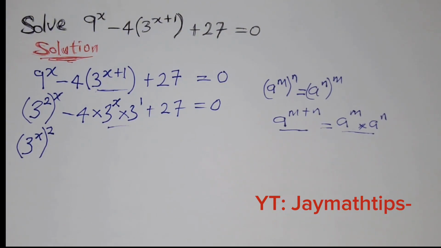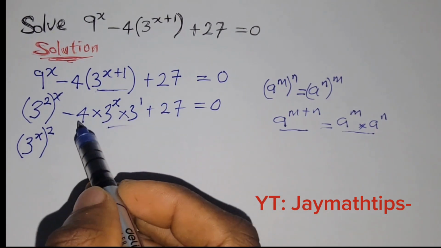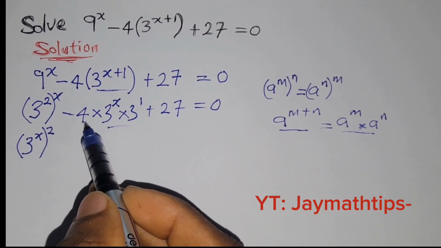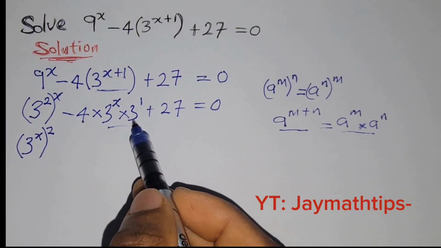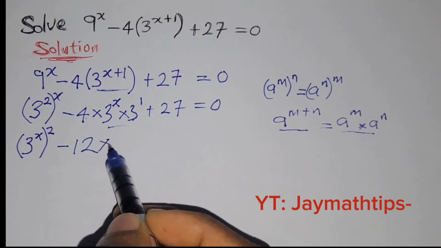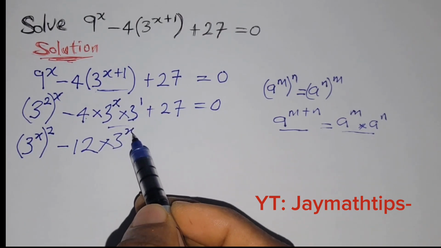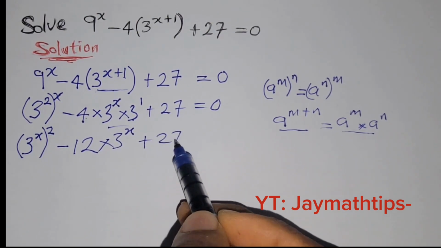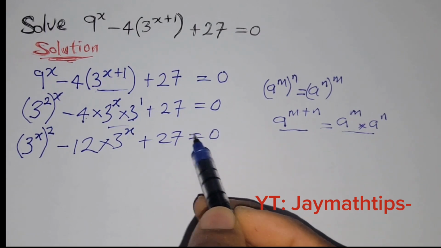To get an equation that is easier to solve, we are going to substitute, but let me first of all simplify this. We have 4 and 3 here, so this times this will give us 12 times 3 raised to power x plus 27 all equal to 0.